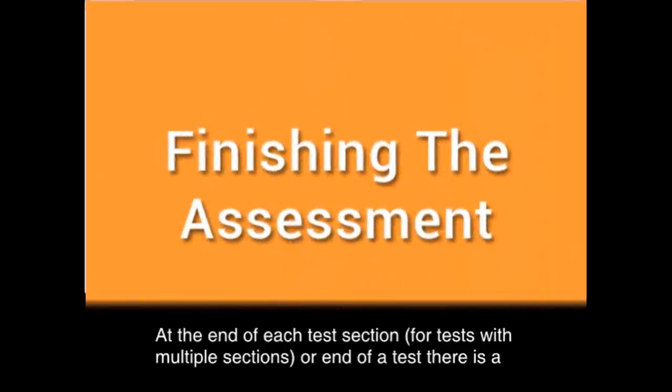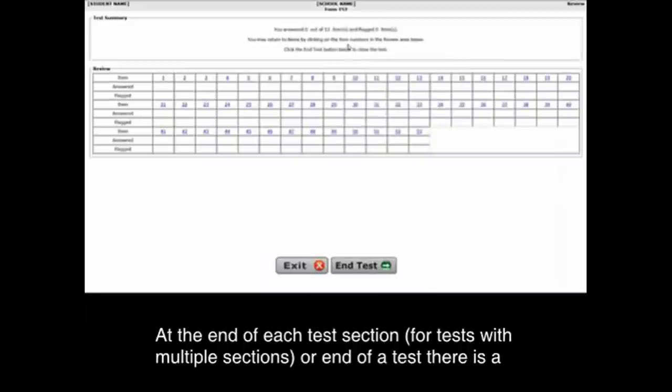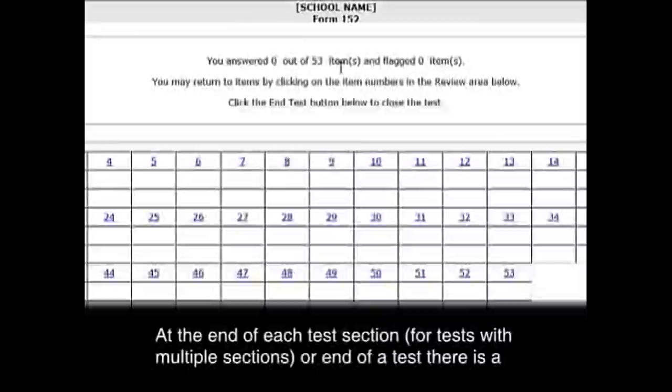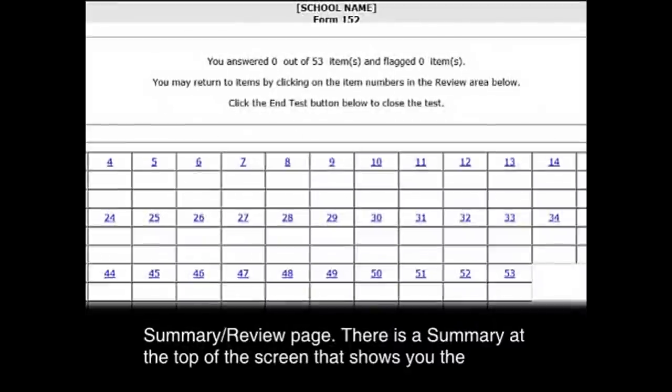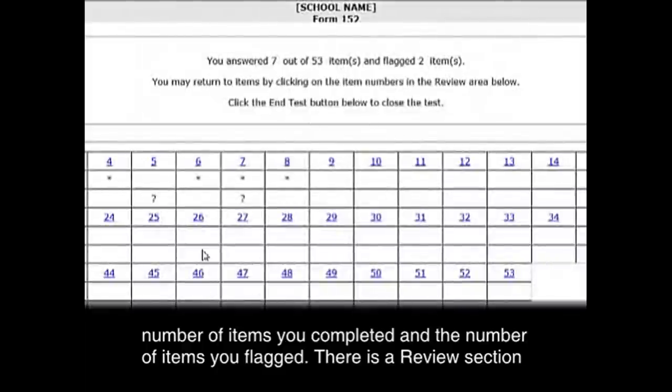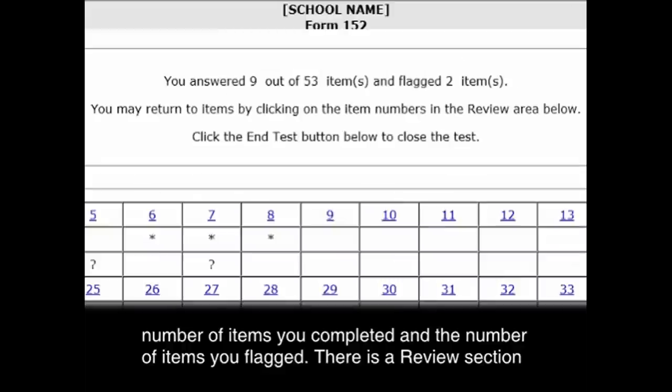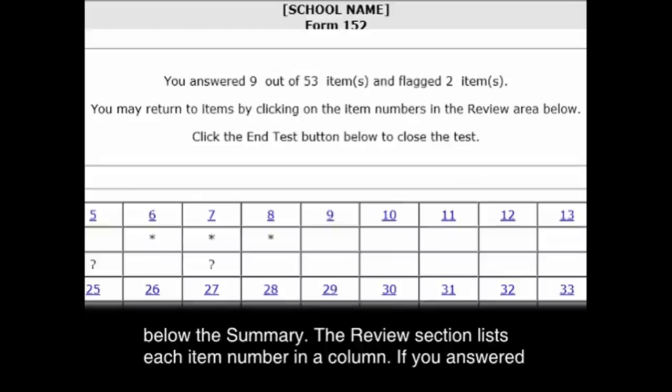At the end of each test section, for tests with multiple sections, or at the end of a test, there is a summary review page. There is a summary at the top of the screen that shows you the number of items you completed and the number of items you flagged. There is a review section below the summary.